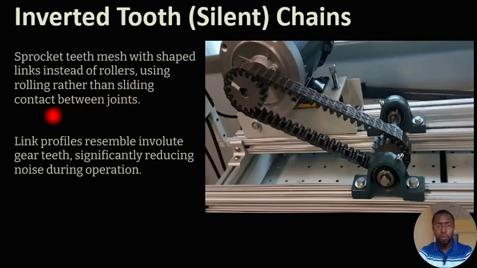So we use this link instead of rollers, and then movement occurs by rolling instead of sliding. If it were rollers that were there, it would be sliding around the sprocket. But now, because it is a shaped link, it is going to be rolling. So the inverted tooth looks like gear teeth as well. Gears are made up of teeth, so just the way gears have been designed, that's the way the teeth of the inverted tooth chain are also designed, so that as they move, they mate with the grooves of the sprocket.